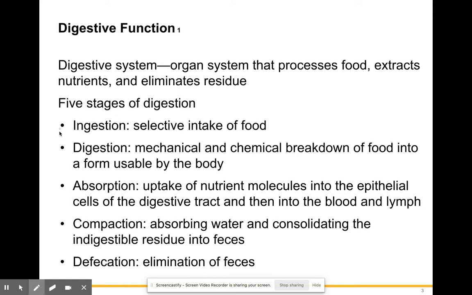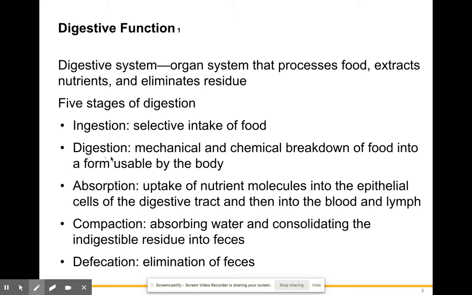There are five major stages of digestion. A lot of people don't really think about all of these five things. When they think about digestion, they just think about the breakdown of food. They don't really think about all this other stuff, which we're going to talk about. So ingestion is the intake of food. It's when you actually put food into the digestive system, starting at the mouth and putting it into your esophagus and stomach and things like that.